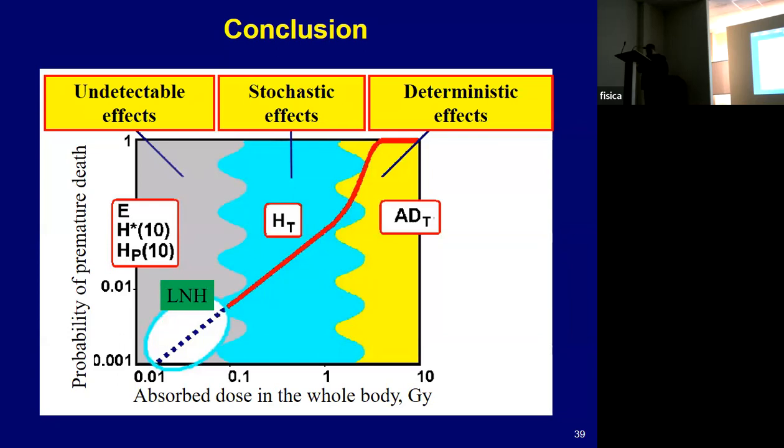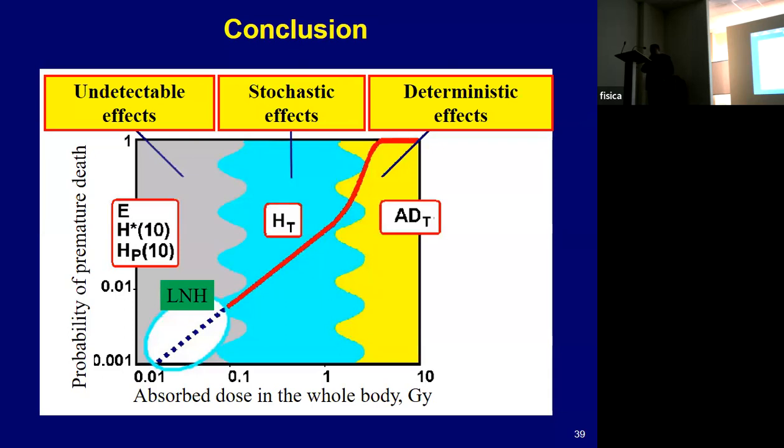The contribution of the risk of developing stochastic effects to the overall probability of premature death is negligible at doses over 4 grays. So an RBE weighted dose should be used to estimate the effect of exposure in this area. The contribution of stochastic effects to total mortality cannot be detected at doses below 0.1 gray. So the effective dose should be used to assess the possible consequences of exposure in this area.